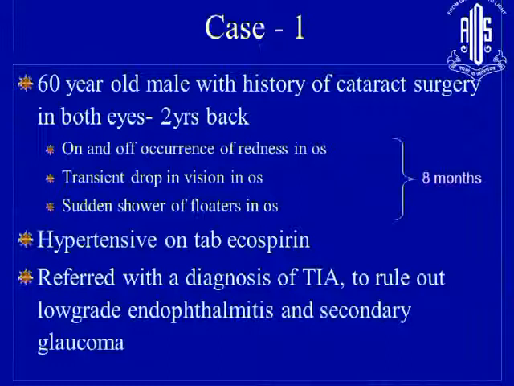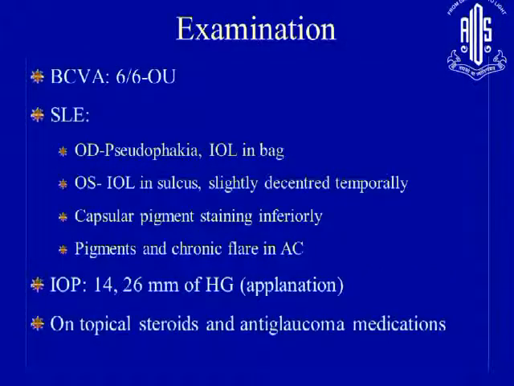He was also hypertensive on ecosprin, and he was diagnosed elsewhere with transient ischemic attack, and they were suspecting probable low-grade endophthalmitis, and he had a secondary glaucoma, and he was advised vitrectomy. So he had come to us for a second opinion. At that time, his vision is 6/6.